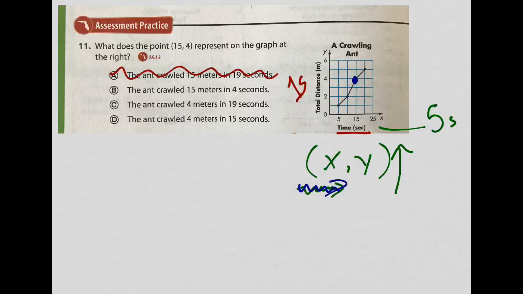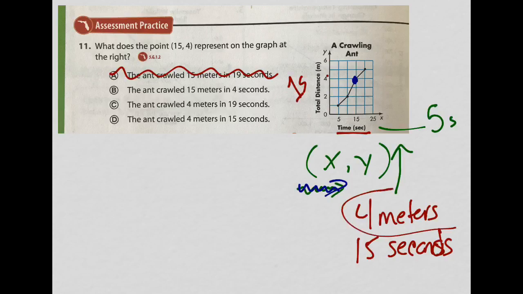All right, B. The ant crawled 15 meters in 4 seconds. Okay, so let's see. Total distance here is 4 meters that the ant went. Okay, so I'm just going to write that down here. 4 meters the ant went. And then time in seconds, it took the little ant 15 seconds to do that. All right, so that's not it either because the ant didn't crawl 15 meters. The ant crawled 4 meters. All right, goodbye, B. All right, C. The ant crawled 4 meters in 19 seconds. Okay, so time in seconds was 15, not 19, so that's gone.